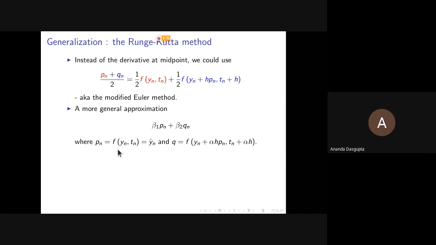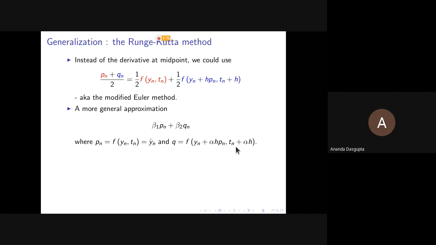And how do you find out? Pn, of course, is f of yn comma tn, the slope at the beginning. Qn, okay, this should be Qn here. Qn is f at tn plus alpha h. So alpha is some number between 0 and 1. So instead of saying you take the slope at the beginning or the middle or at the end, you are taking the slope some fraction alpha down the way. If alpha is half, of course, you're right in the middle. If alpha is 1, you're at the other end. If alpha is 0, you're at the beginning.